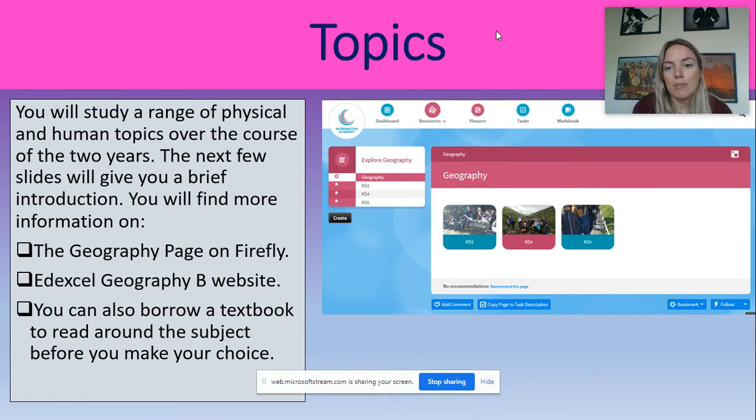If you want some more information, a really good place to start is the Firefly site. So if you go to the geography area and explore geography, you'll find Key Stage 4. You'll find lessons, you'll find activities, PowerPoints, lots of information on each topic that we do. You can also find information on the Edexcel Geography B website. So that's a really useful starting point. And it's also very useful to come to myself or another geography teacher and borrow a textbook, because then you'll be able to read through the topics that we study.